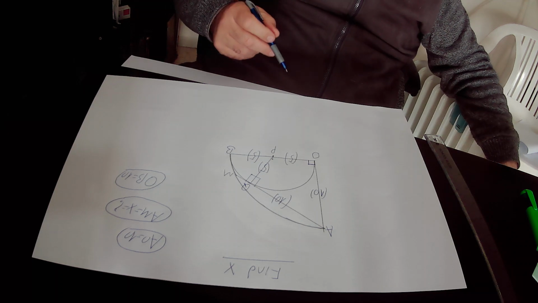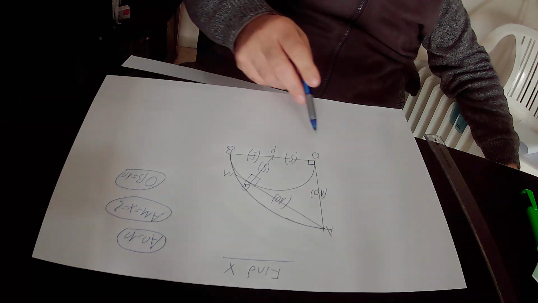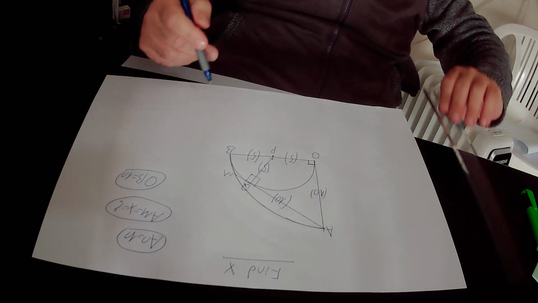In the next step, we'll extend side AM and side BO by a straight line until they touch each other.